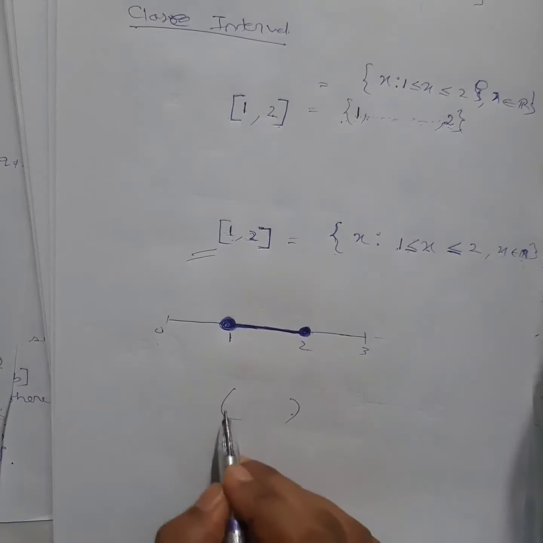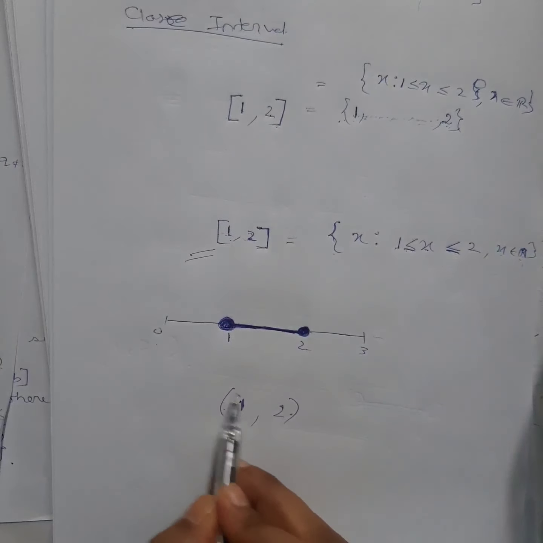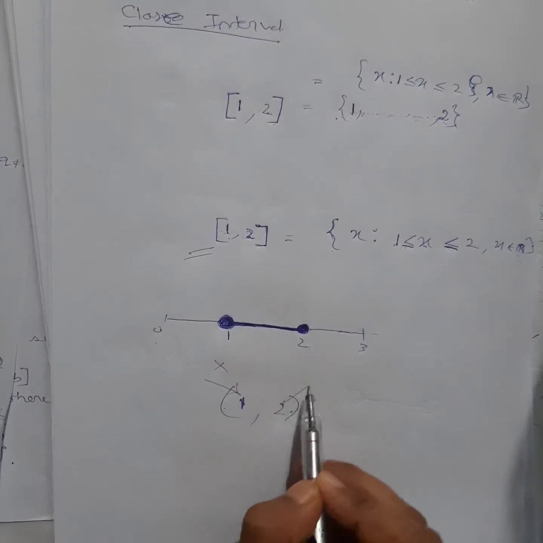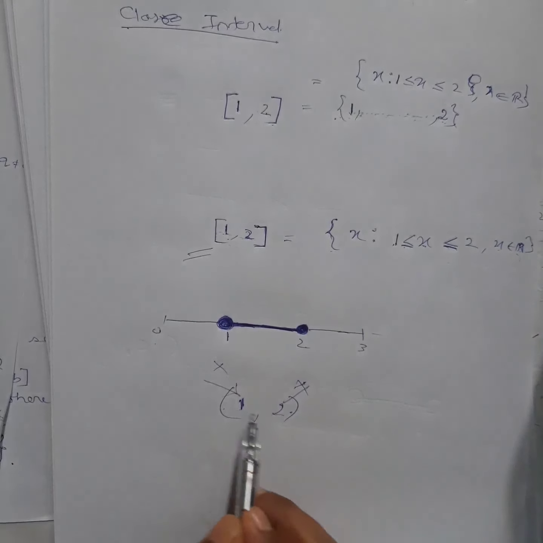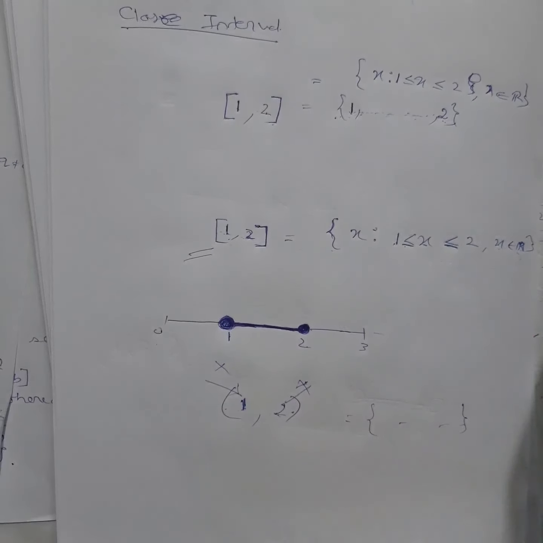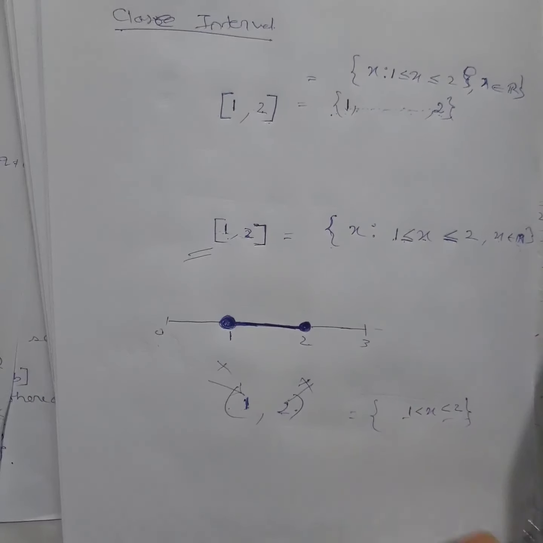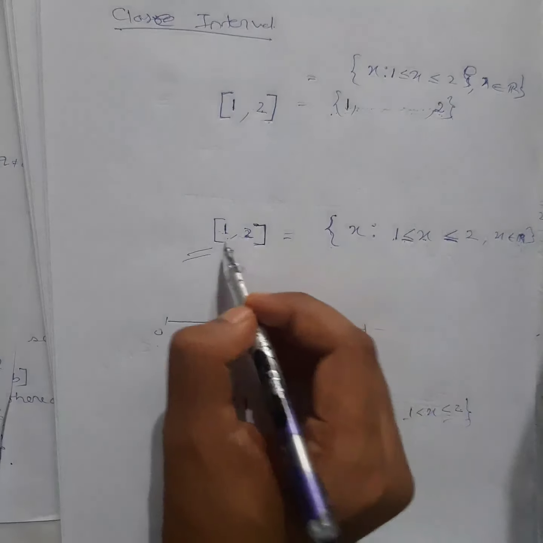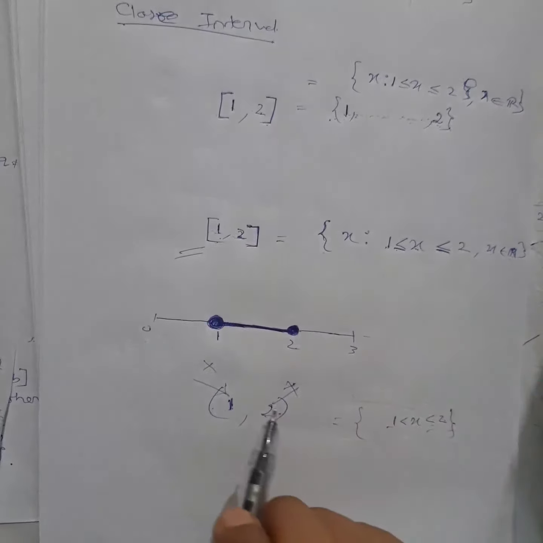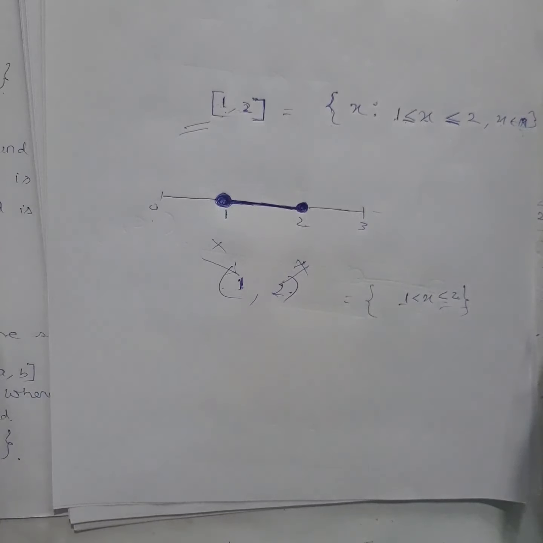Whenever there is an open bracket, whatever element is written there is not included in the set, but between these, whatever numbers are there between 1 and 2, all will be in the set. So it is written like this: less than 2 but greater than 1, and it is not equal to 2. X is not equal to 2 means 2 is not included in the set. In the closed case, equal to is there. With this I hope you will easily understand the next one.